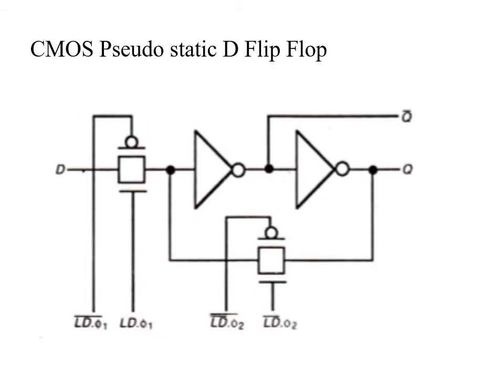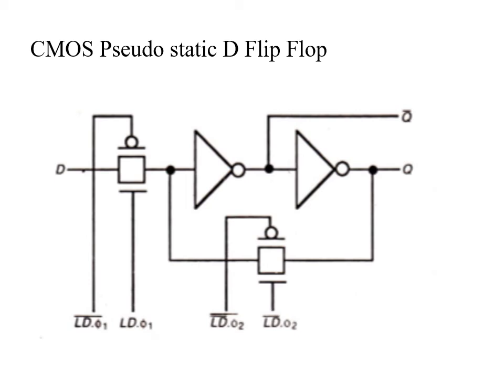Next, this is the structure of CMOS pseudostatic D flip-flop. You know the function of a flip-flop: it is used for storing 1-bit data. Q and Q bar are the two outputs. Q will be in non-complementary form and Q bar will be in complementary form. In a D flip-flop, if the input is 1, then the output is 1. If the input is 0, then the output is 0.